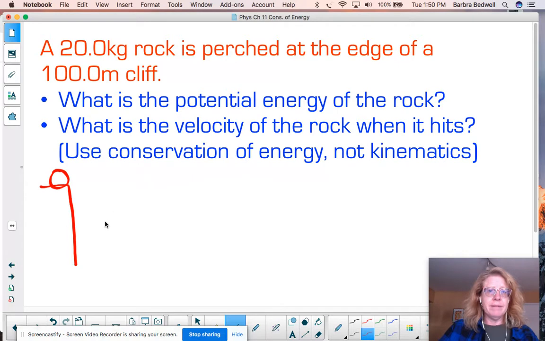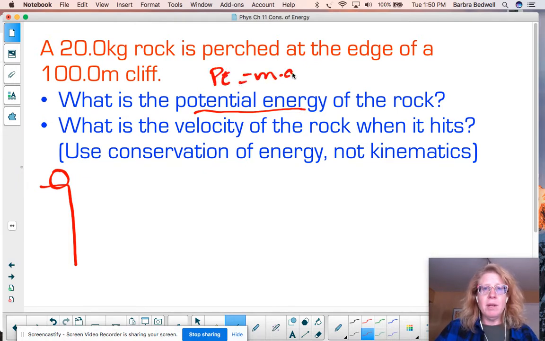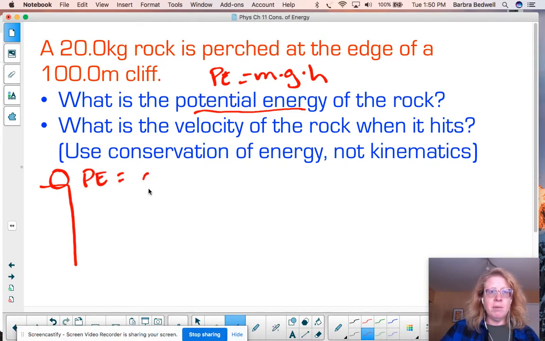All right. So solving this particular problem, what's the potential energy of the rock? I'm assuming we mean at the beginning. Potential energy here, PE equals m times g times h. So our potential energy of our rock is going to be equal to the mass of the rock, 20 kilograms, times g, 9.81, times h, which is 100 meters.